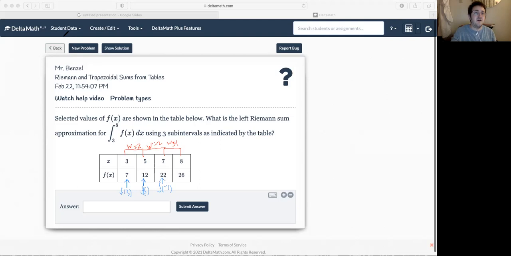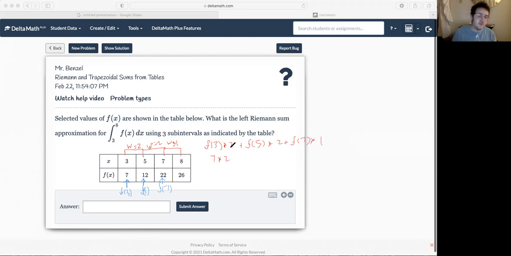All right, so now I'm just going to set up a Riemann sum. And what I like to do is immediately write down the formulas. So I'm just going to say f of 3 times 2. That's my first rectangle. The second rectangle is going to be f of 5 times 2. And then the third rectangle is going to be f of 7 times 1. So it turns out that f of 3 is 7 times 2.